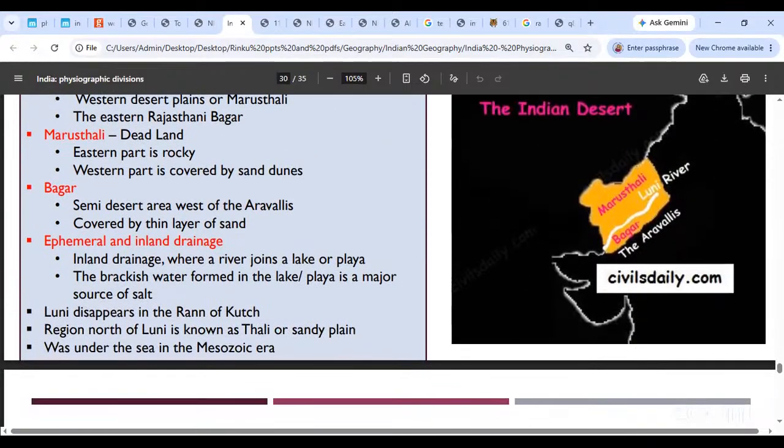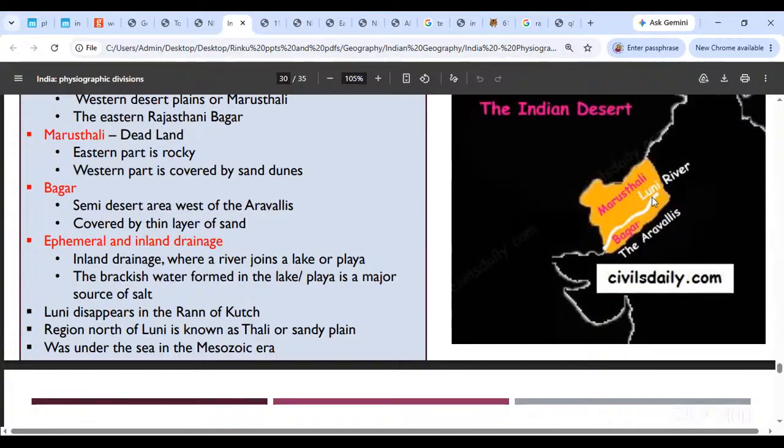We are saying west of the Aravallis. So you find a very thin cover of sand, but it is mostly rocky. Like I said, people live over there. You will still find some vegetation. You will find ephemeral or inland drainage. Ephemeral means something that is temporary, not permanent. Like the Ganga, it is perennial, it's permanent. It flows through a single channel, doesn't move here or there. It does not appear seasonally and disappear seasonally. With ephemeral drainage, that happens.